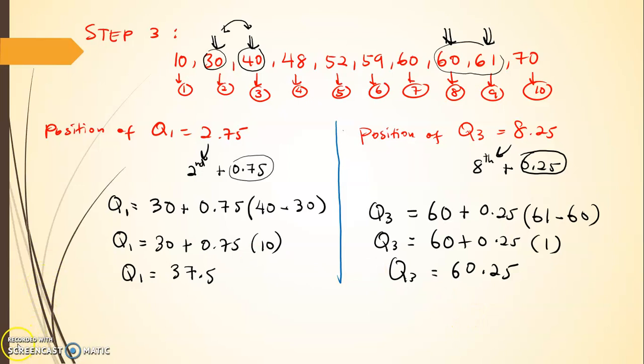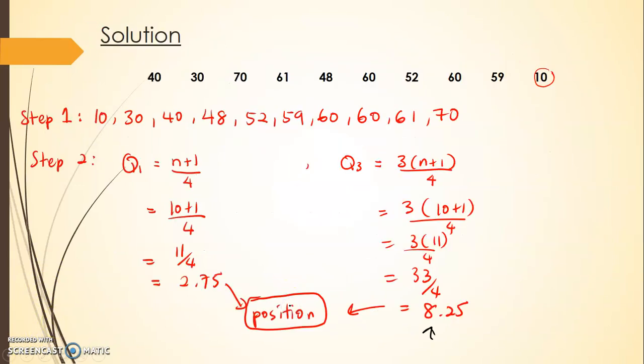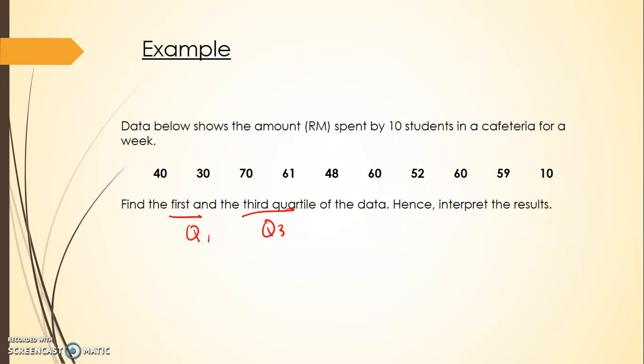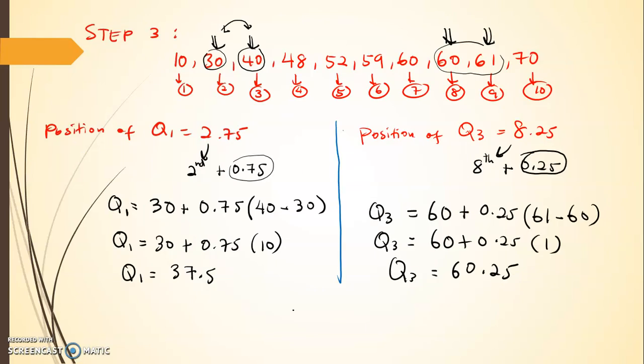Alright, so now refer back to the question. This data is about the amount in Ringgit Malaysia. So for your final answer, you must have the unit RM. So our Q1 value is RM37.5 and our Q3 value is RM60.25.